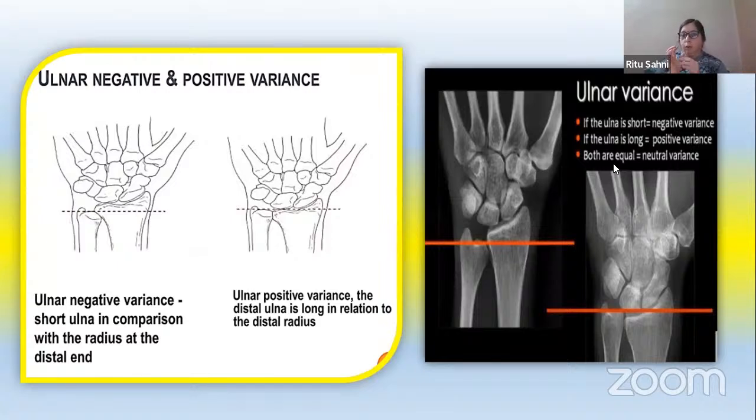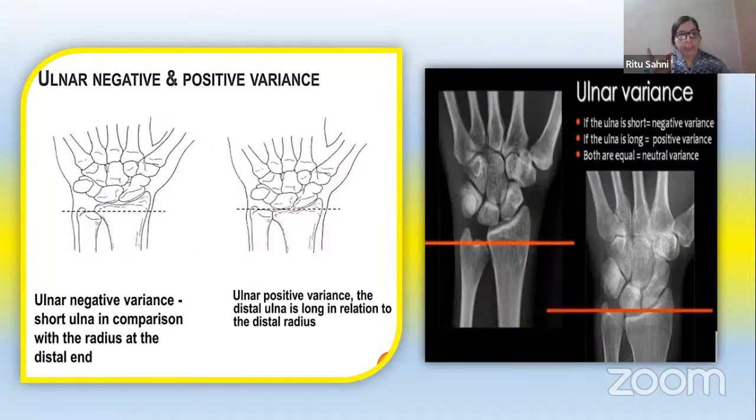These variances are a very important part, and easy to understand. Ulnar negative variance is where the ulna is short in comparison with the radius at the distal end. If there is ulnar positive variance, then the distal ulna is long in relation to the distal radius. So it is decided by the size of the ulna, which you can see in this picture, where there is a smaller ulna and a bigger one. If the ulna is short, it is negative variance; if the ulna is long, it is positive variance; and if both are equal, then there is a neutral variance.